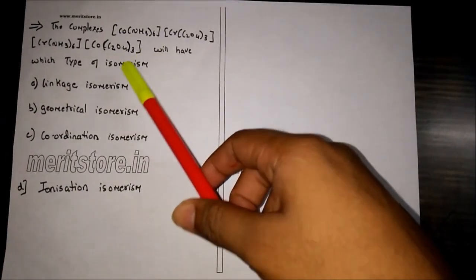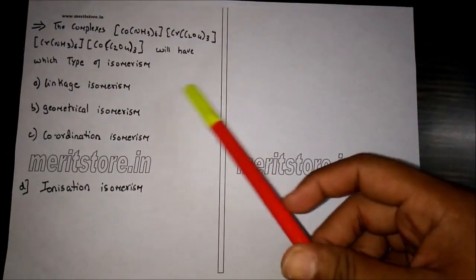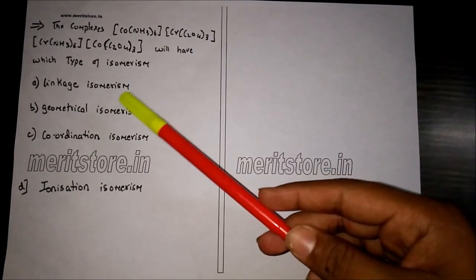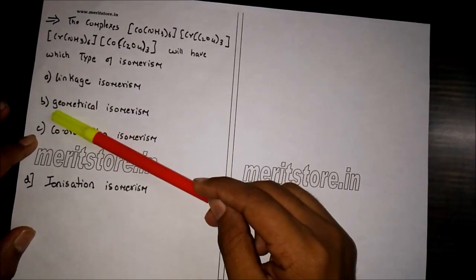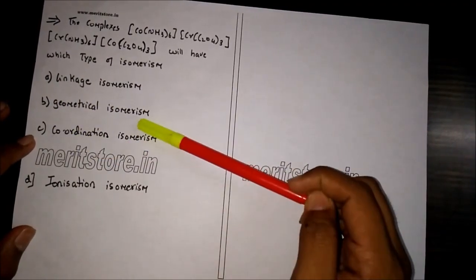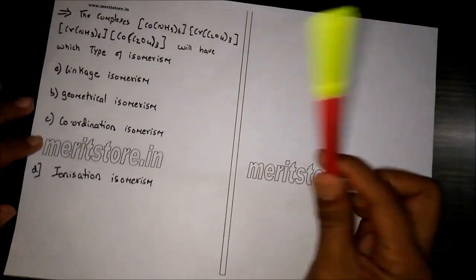Complexes [Co(NH3)6][Cr(C2O4)3] and [Cr(NH3)6][Co(C2O4)3] will have which type of isomerism? A. Linkage isomerism, B. Geometrical isomerism, C. Coordination isomerism, and D. Ionization isomerism.